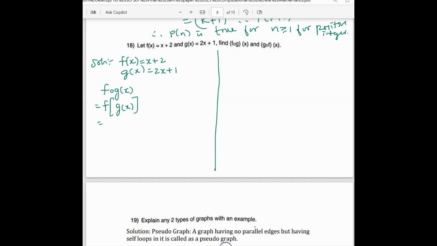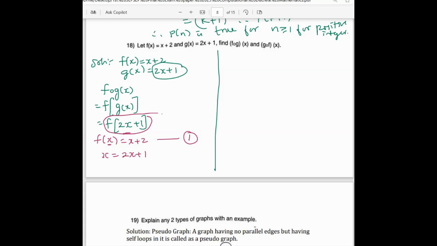So now what is f of g of x? What is g of x? G of x is 2x plus 1. Now you can see that this is in the form of f of x. So write the formula f of x equals x plus 2. Call this equation 1. Now compare this f of x and this f of x. We find that x is taking the value of 2x plus 1.